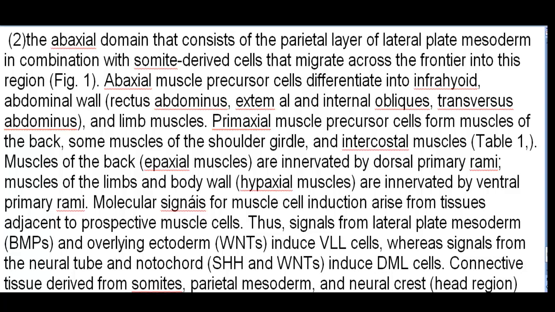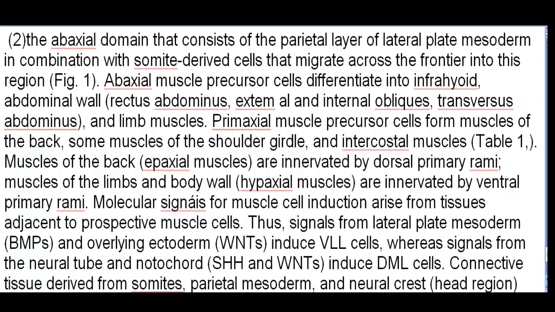Molecular signals for muscle cell induction arise from tissues adjacent to prospective muscle cells. Thus, signals from lateral plate mesoderm, BMPs, and overlying ectoderm, WNTs, induce VLL cells, whereas signals from the neural tube and notochord, SHH and WNTs, induce DML cells. Connective tissue derived from somites, parietal mesoderm, and neural crest, head region, provides a template for establishment of muscle patterns.